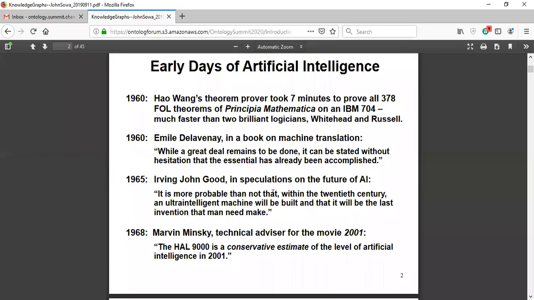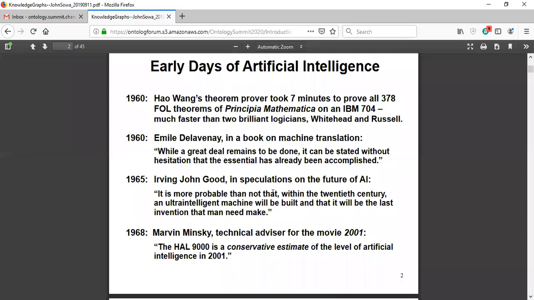And the 704 is about five times slower than the 7090, which is about the same speed as the original IBM PC. So you can imagine that if this took 7 minutes of CPU time on the 704, which is just, I don't know, some huge number of times slower than the current technology, and it proved all these theorems that were expressed in first order logic, it seems that the technology was pretty good in those days.